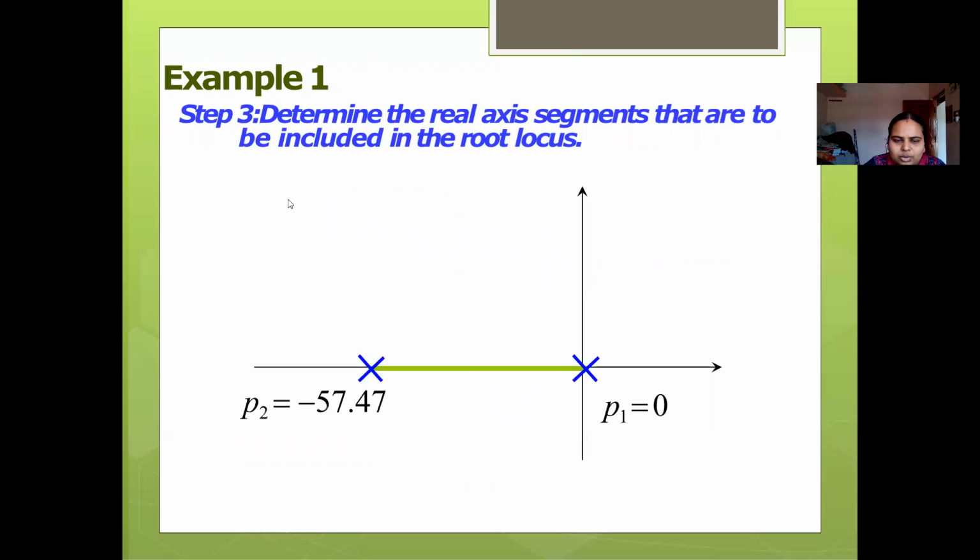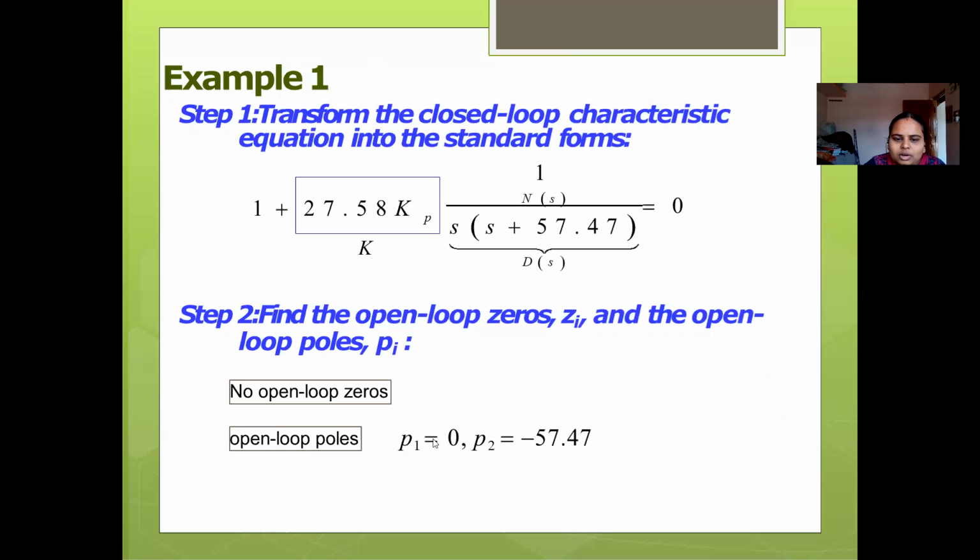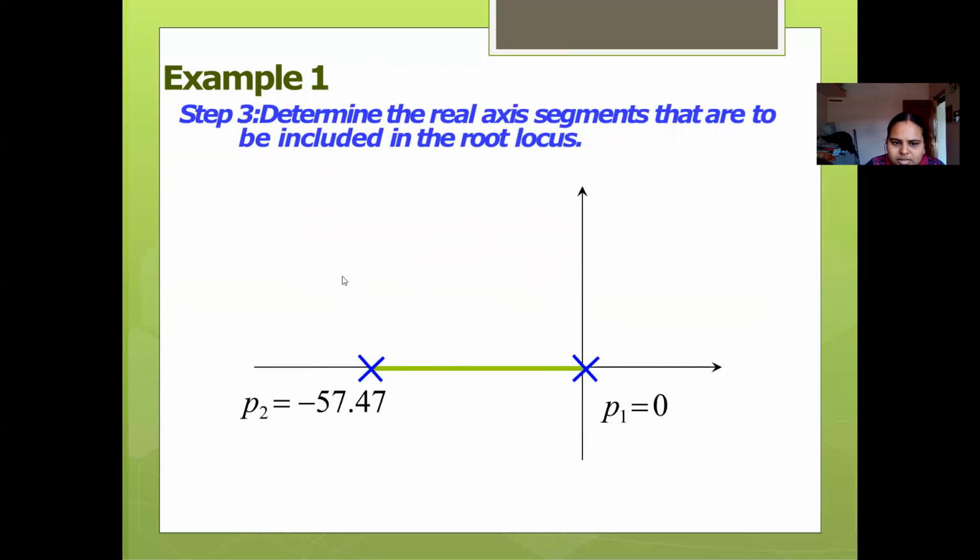After that, you have to determine the real axis segment, where you locate the poles on the axis. In the real axis, at the origin we have one pole, and at a distance from the origin to minus 57.47, we have one more pole that you have to locate.